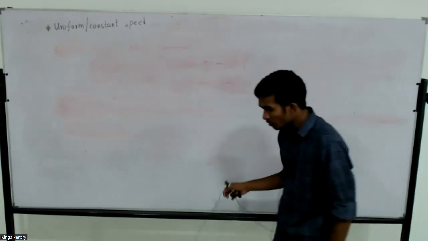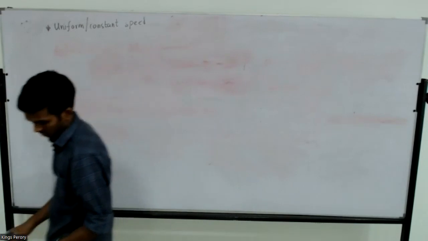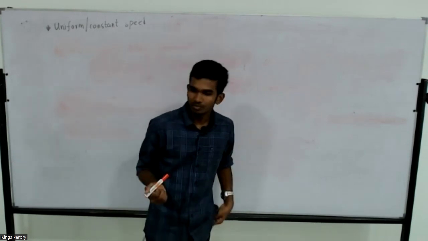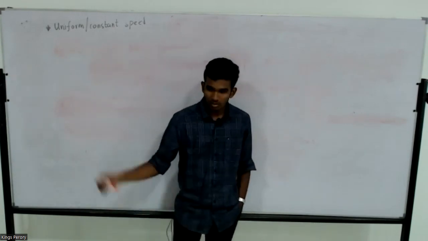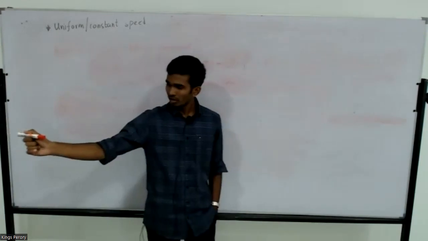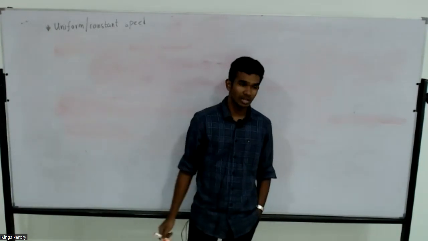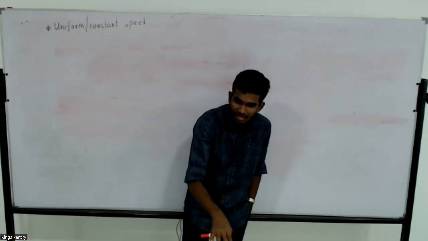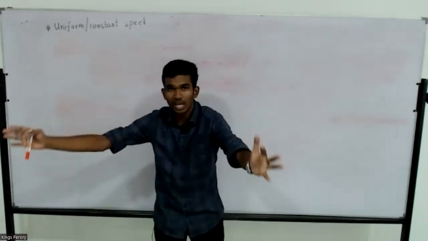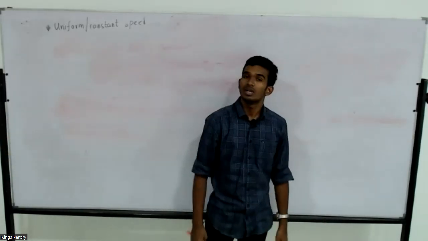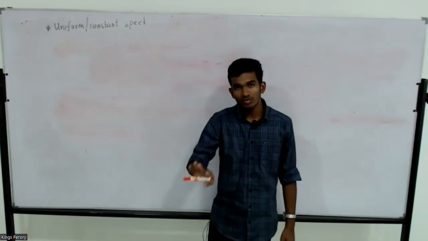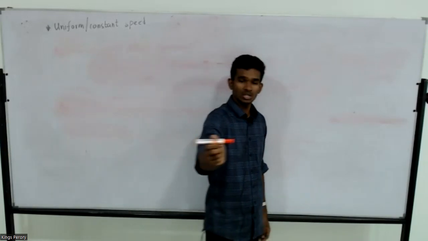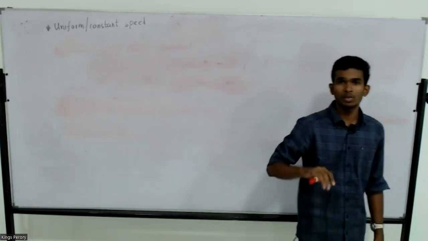What do you mean by uniform or constant speed? It's like this. Let's take you have an object. It is moving without any acceleration. That means its speed is not increasing, its speed is not decreasing, it is maintaining the same speed throughout the journey. Such a motion is defined as uniform or constant speed motion. That means you have an object moving throughout its motion, its speed doesn't increase or decrease.